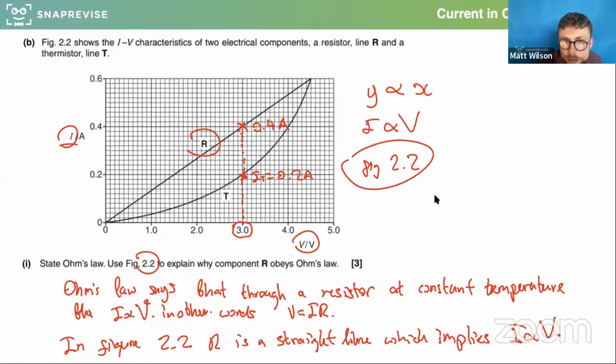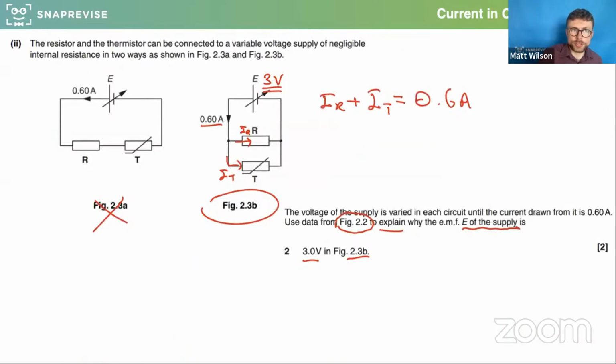So altogether, let's see if this makes sense. We've just seen that when the voltage is 3 and only when the voltage is 3, this is 0.4 amps and this is 0.2 amps. And now we can see why the voltage had to be 3. It's so that the currents altogether add up to 0.6 amps, like Kirchhoff's law says they should.